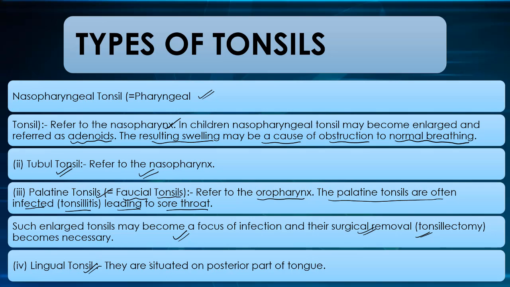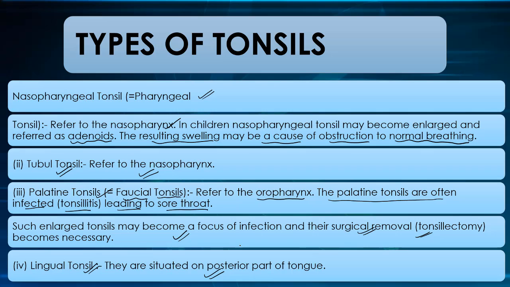Lingual tonsils are situated on the posterior part of the tongue. So there are four types of tonsils: nasopharyngeal tonsils or pharyngeal tonsils, which refer to the nasopharynx; second, tubal tonsils, which also refer to the nasopharynx; then palatine tonsils, which refer to the oropharynx; and lingual tonsils, which are situated on the posterior part of the tongue.